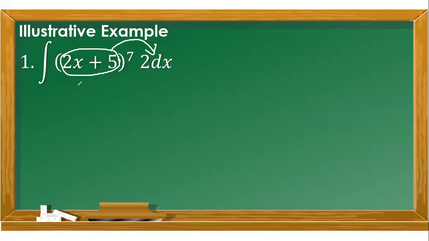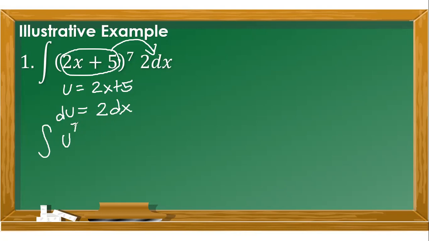So let u is equal to 2x plus 5. Pwede kayong gumamit ng iba pang variable or iba pang letter dito, basta consistent lang. Derivative ni u is du, du is equal to 2 dx. So after that, we can rewrite our given. Nilit natin kay u yung 2x plus 5, so meron tayong u raised to the 7, and then tong si 2 dx is just equal to du.